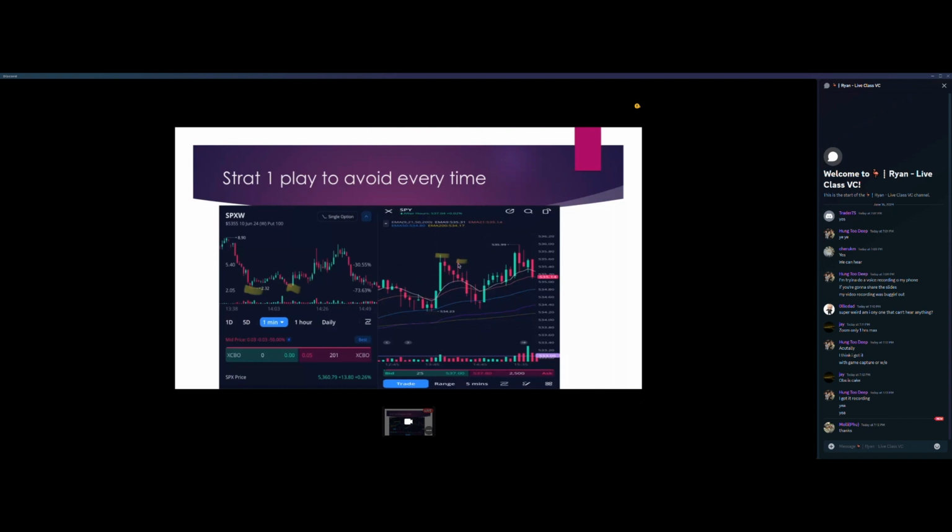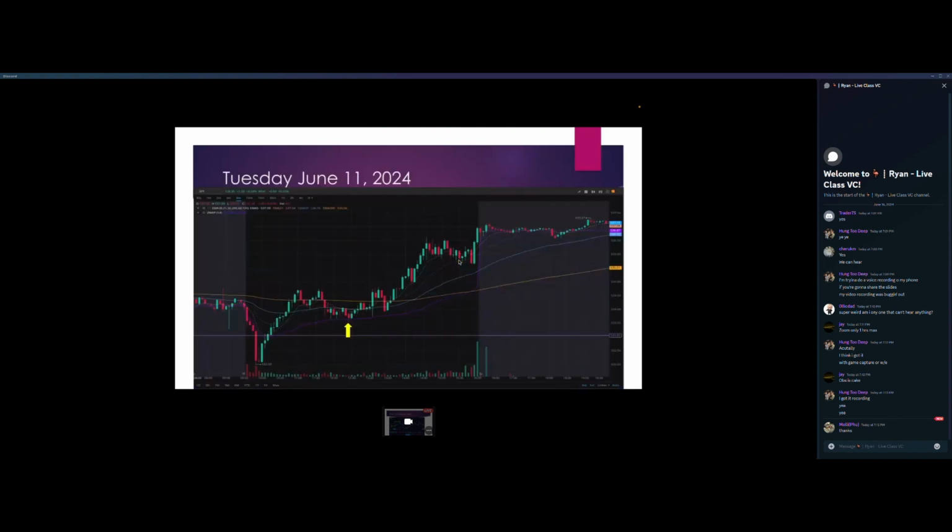You don't know that it's gonna reverse here. And if you do see that it reverses, this is a good idea to get puts. But then again, you're paying more. You're not gonna catch this premium candle because this is the wick. You're not gonna enter right here at this exact moment. So that's why it's an avoiding play.